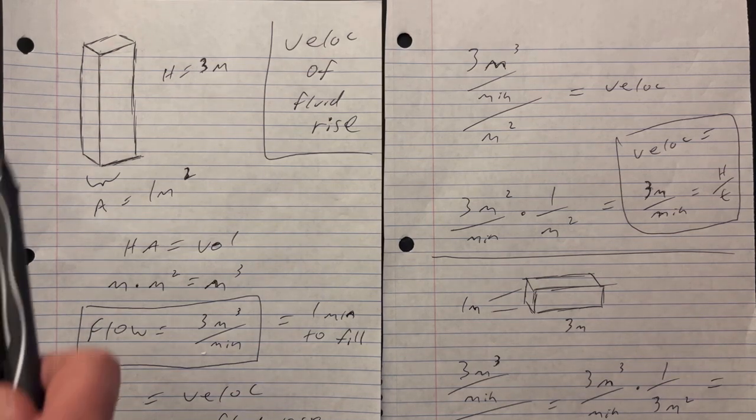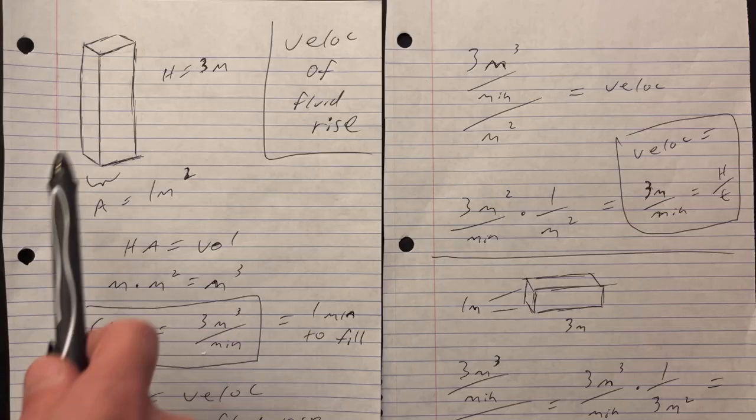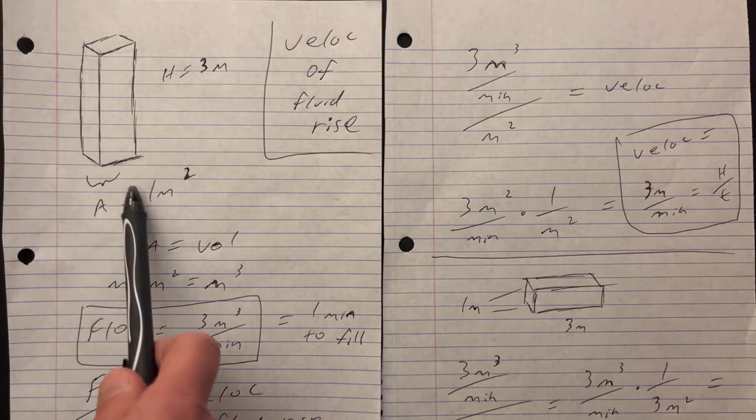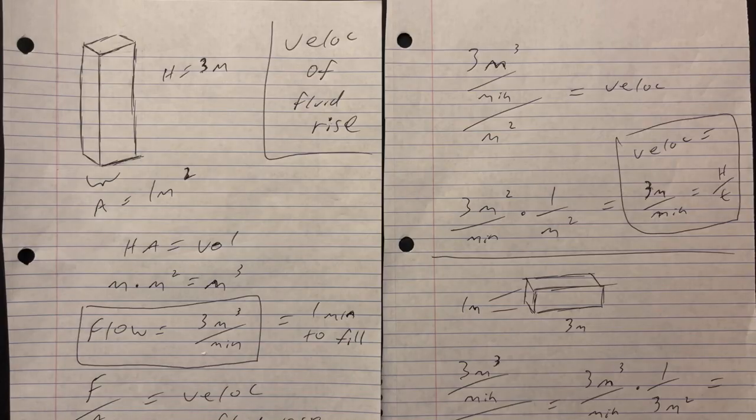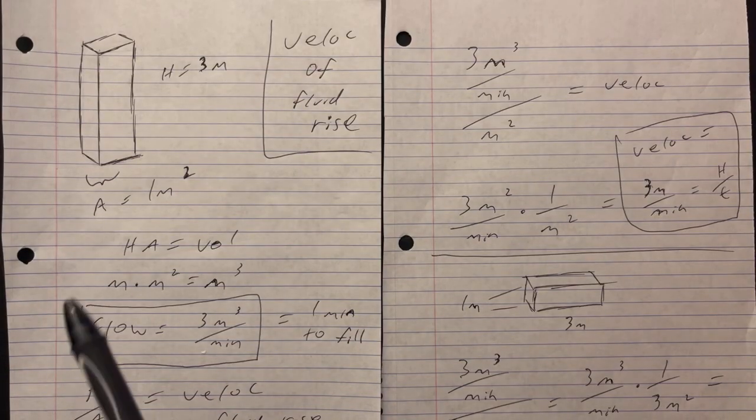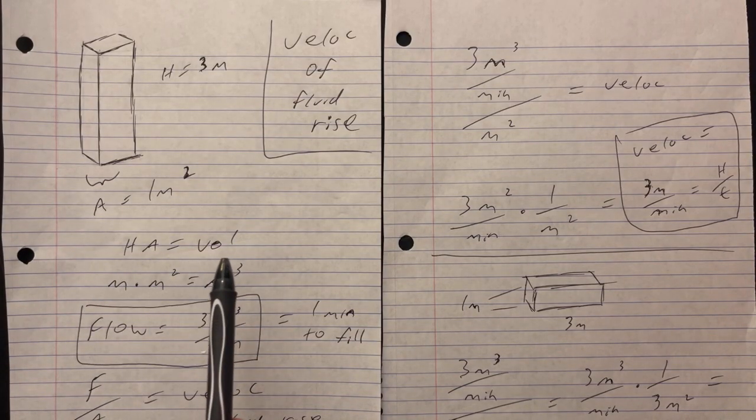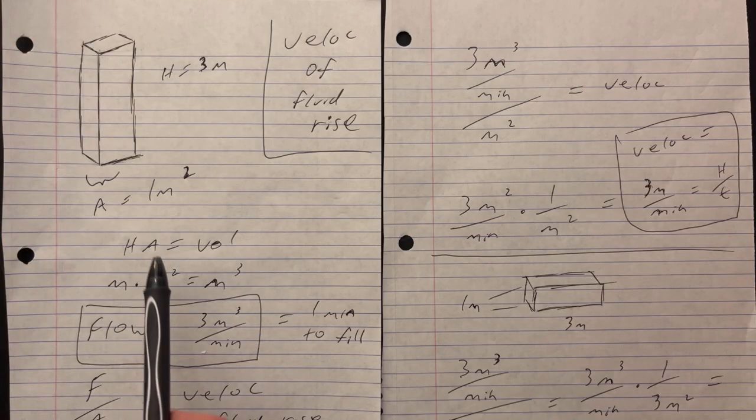Let's just take a big rectangle box, I guess you call it. We've got the area, 1 square meter. The height is 3 meters. You take your height times your area to get your volume. Height would be meters, area would be meters squared. Multiply them and you'll get meters cubed.